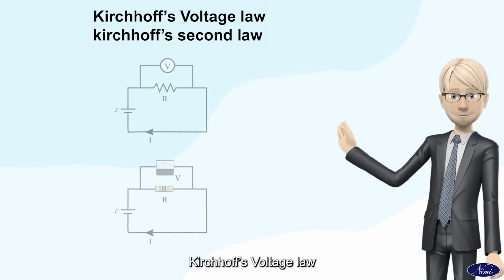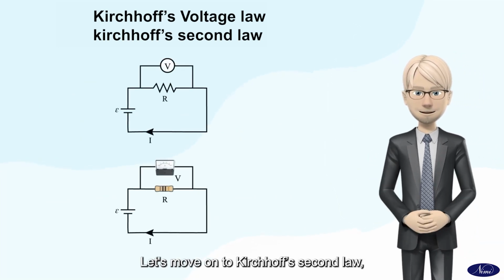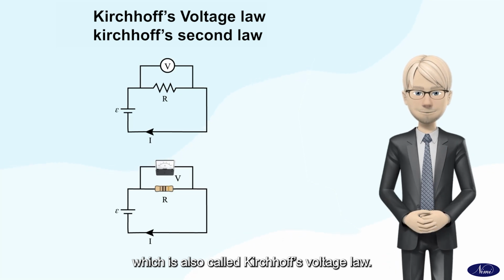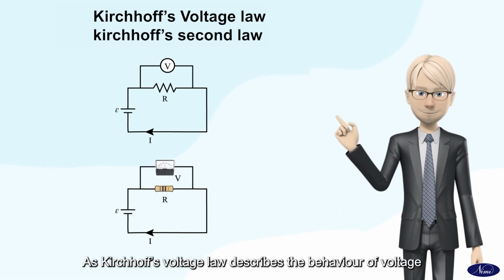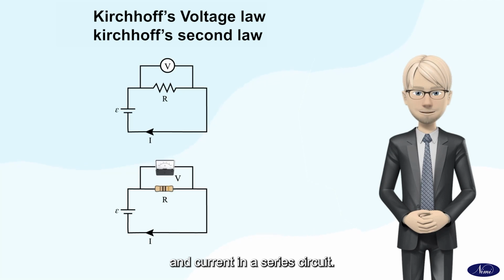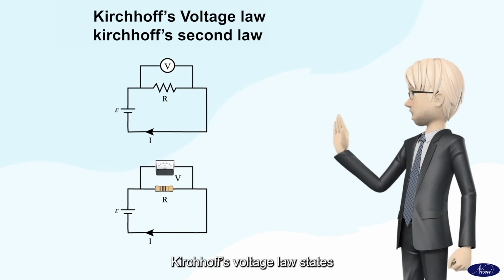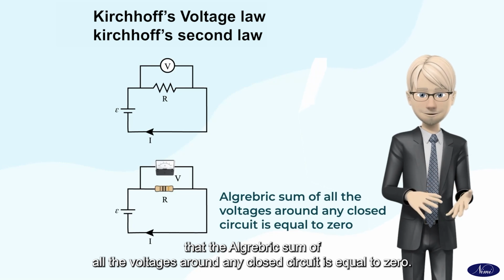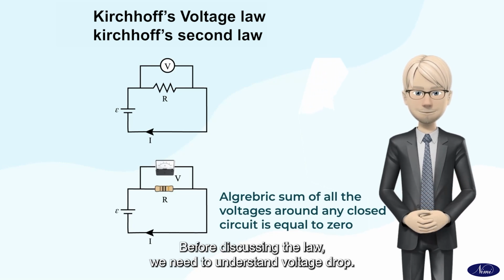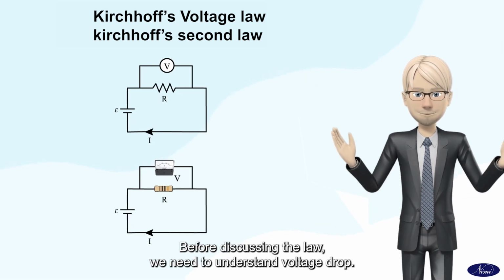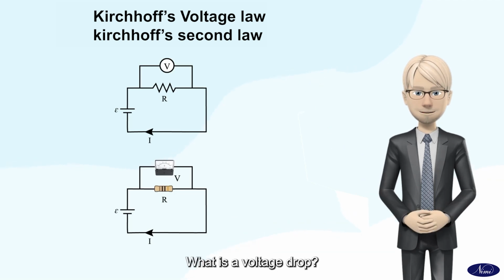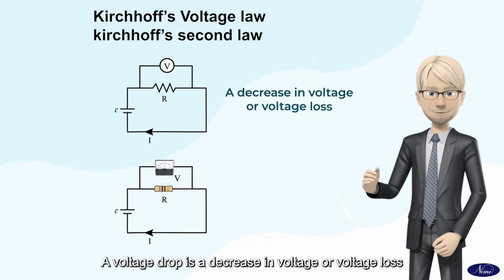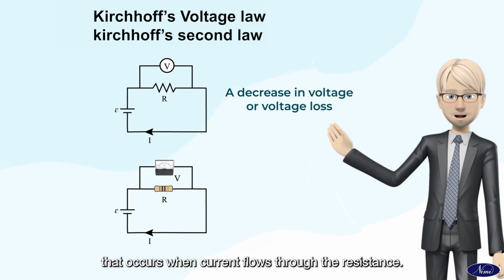Kirchhoff's voltage law. Let's move on to Kirchhoff's second law, which is also called Kirchhoff's voltage law. As Kirchhoff's voltage law describes the behavior of voltage and current in a series circuit, Kirchhoff's voltage law states that the algebraic sum of all the voltages around any closed circuit is equal to 0. Before discussing the law, we need to understand voltage drop. What is a voltage drop? A voltage drop is a decrease in voltage or voltage loss that occurs when current flows through the resistance.